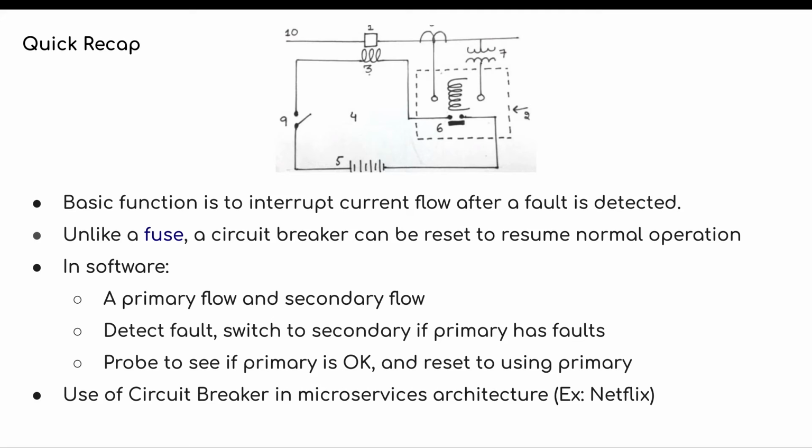The second important point is that once in a while we want to check if the primary is alright, and if it's alright we want to reset to using the primary. So that's like reverting back to normal operation. Now in part 1 we talked about how a circuit breaker is applicable to microservices based architecture by considering Netflix, where something like a circuit breaker is very useful in an application like Netflix.